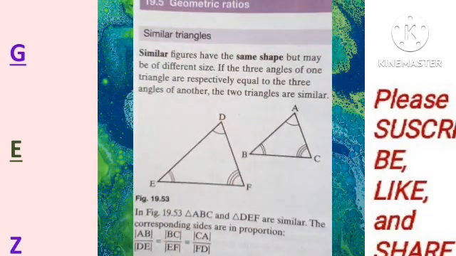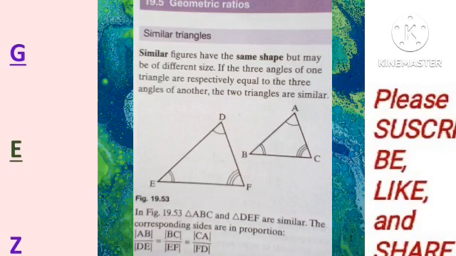Now let's get off circles and move on to triangles. Here we are talking about similar triangles, which have the same shape but may be of different size. If the three angles of one triangle are respectively equal to the three angles of another, then the two triangles are similar. Now there's a difference between similarity and congruency. In congruency, their size and angles must be equal. So when two triangles are congruent, they have the same angles and the same length of sides. But in similar triangles, it's only their angles that are equal and their lengths of sides are not necessarily equal.